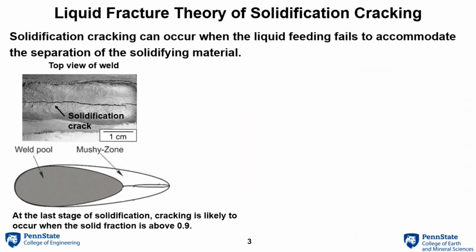One of the most accepted solidification cracking theories is called liquid fracture theory. During the welding process, we have different regions. For example, in the weld pool, we have pure liquid. And in between the pure liquid and the pure solid, we have a region called the mushy zone. This region is a mixture of both liquid and solid, especially at the last stage of solidification, where we have a solid fraction above 0.9.